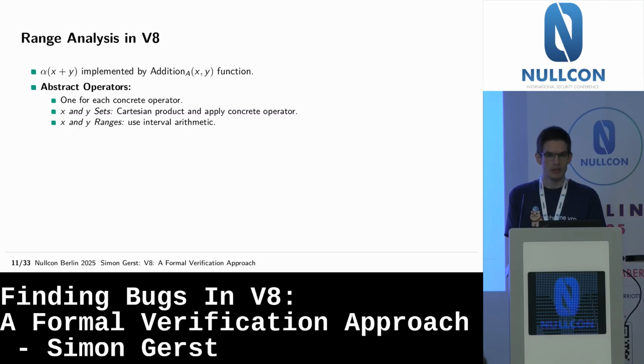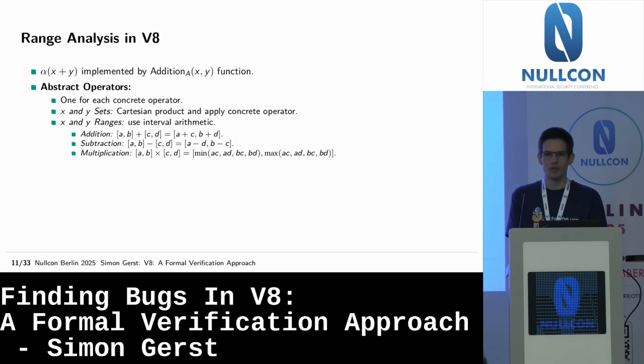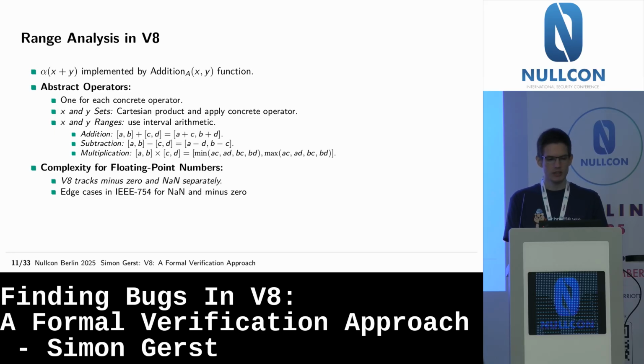For interval arithmetic, you can, for example, look at Wikipedia or your favorite math paper to find the basic rules. For addition, as I already mentioned, you take the lower bounds of the two ranges, add them, and you get the new lower bound of the result range. For subtraction and multiplication, it's a bit more complicated, but this is for normal integer numbers.